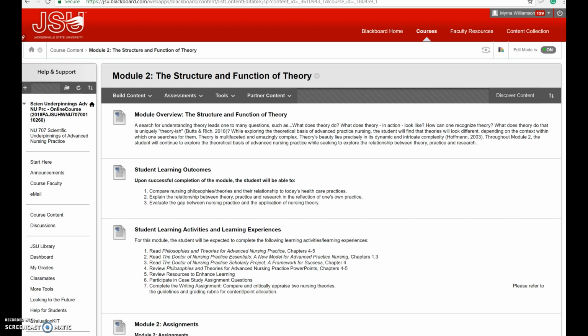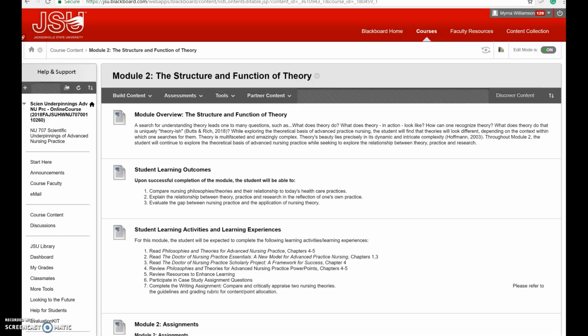So we're going to explore the theoretical basis of advanced practice nursing, and you're going to be looking at different theories and how you can apply them in your work, in your life, in everything that you're doing as a DNP. The student will continue to explore the theoretical basis of advanced nursing practice while seeking to explore the relationship between theory, practice, and research.